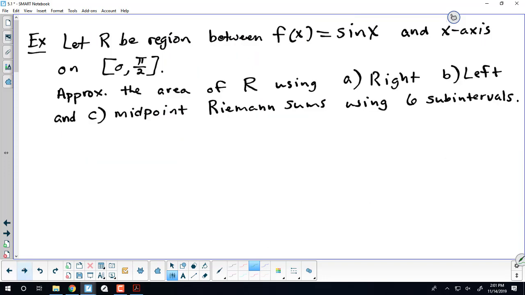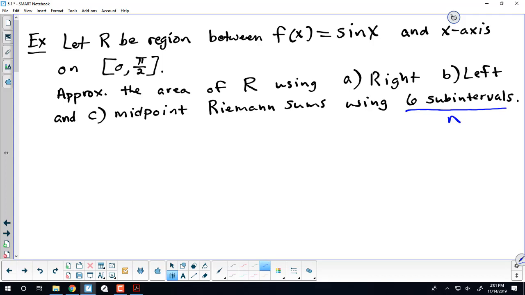So let the region R be between sine x and the x-axis from 0 to pi over 2. Approximate the area using left, right, and midpoint Riemann sums using 6 subintervals. Again, we're using 6 subintervals. If you want to draw that region out from 0 to pi over 2, divide it in 6, and see what you're dealing with, feel free to do that. I promise you that's going to be a terrible way to do it when we start using 20, 30, 50, 100 subintervals, though.